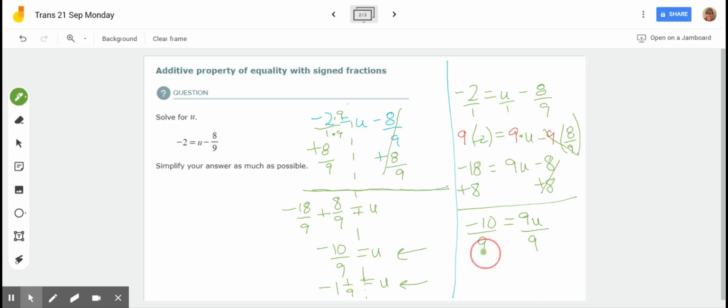So what do we want to get rid of? The 9. It's multiplying. So we divide. Okay. So u is equal to -10/9. Same answer. You guys, same answer, different methods. Choose which way you like best. All right, next one.